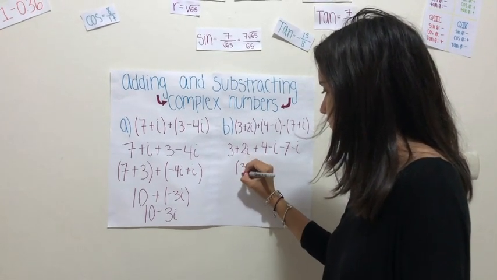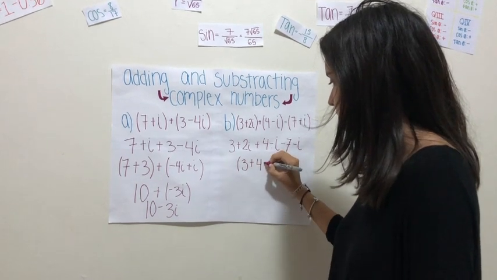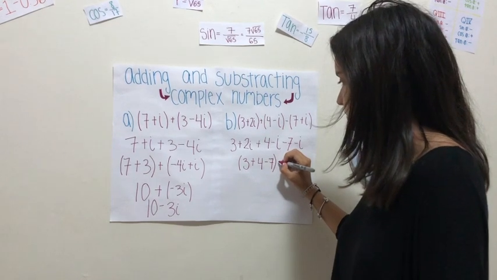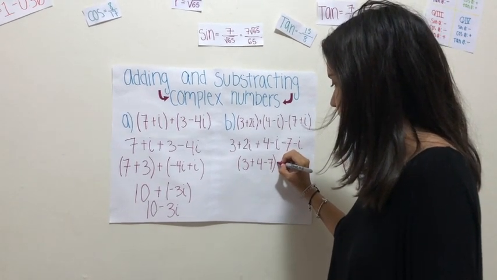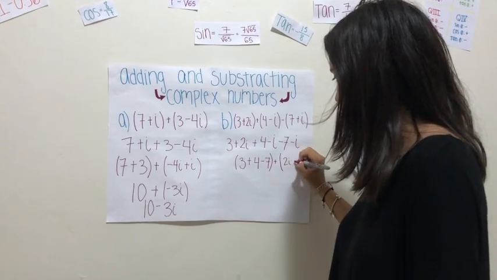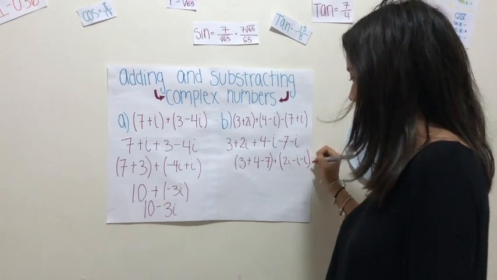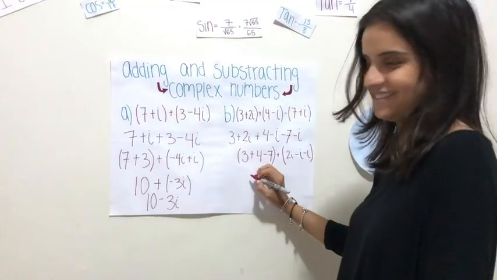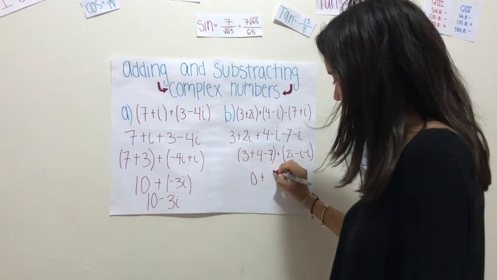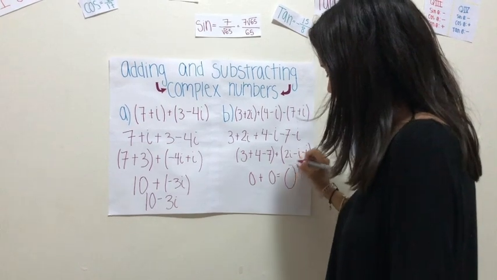Then you group like terms. The 3 and the 4 and the 7 go together, while the 2 and both i's go together as well. Then you simplify the equation and write the answer, which in this case is 0.